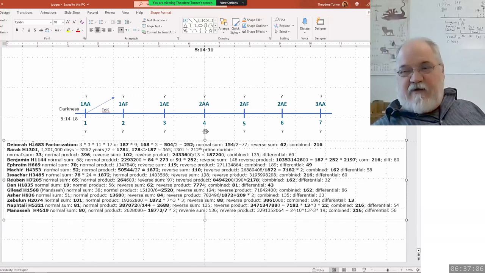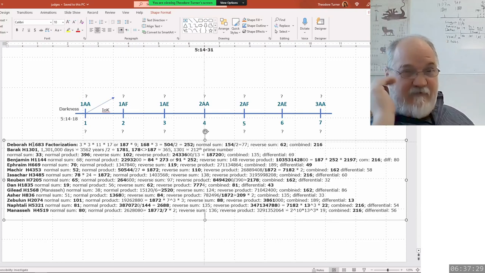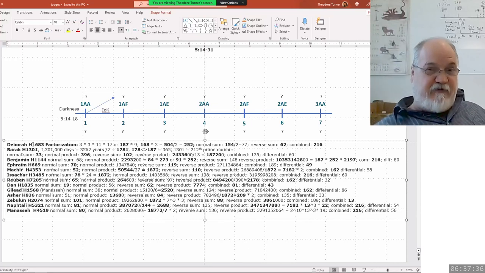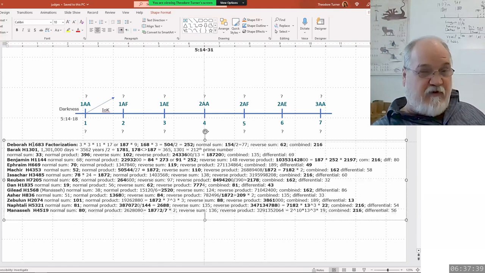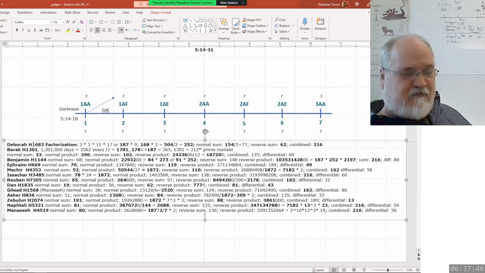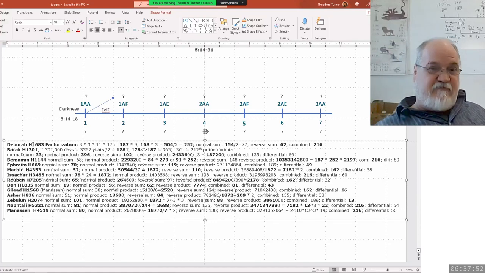So Deborah, the Hebrew number 1683, the significance of that is 168 times 3 is the number 504, right? And 504 divided by 2 is 252. So 252 times 2 is 504. And so we have that symbol there in the name of Deborah. 168 is the number of hours in a week, times three.